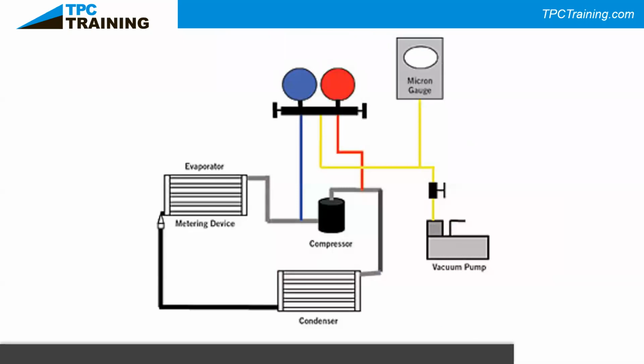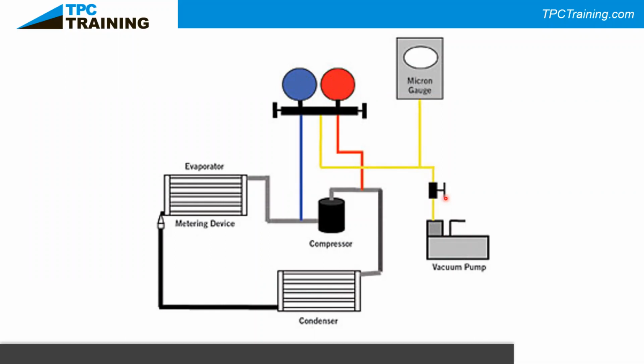When you're hooking up your vacuum pump, it is hooked up like this. We hook our blue gauge up on our suction line, the inlet of the compressor, generally the larger diameter pipe, and the red gauge is hooked up on the outlet of the compressor, generally the smaller diameter pipe. The yellow hose comes down and connects to our vacuum pump. Our micron gauge is teed in here, showing us that we can have it connected with the vacuum pump.